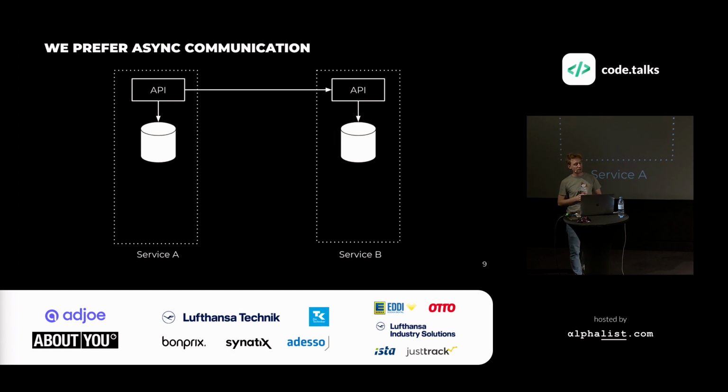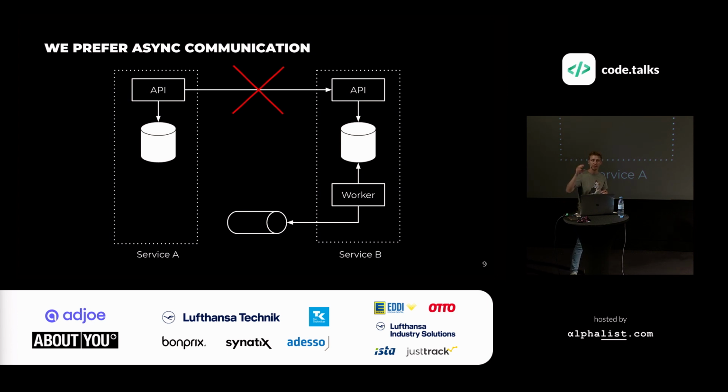So we prefer async communication. When you have service A and service B talking to each other, instead of making a call between service A and service B to get this data, what we prefer is an asynchronous flow where service B, through a worker, publishes this data to a messaging platform, and then service A consumes this data asynchronously and stores it into its own local, that is the key, local data store, right?